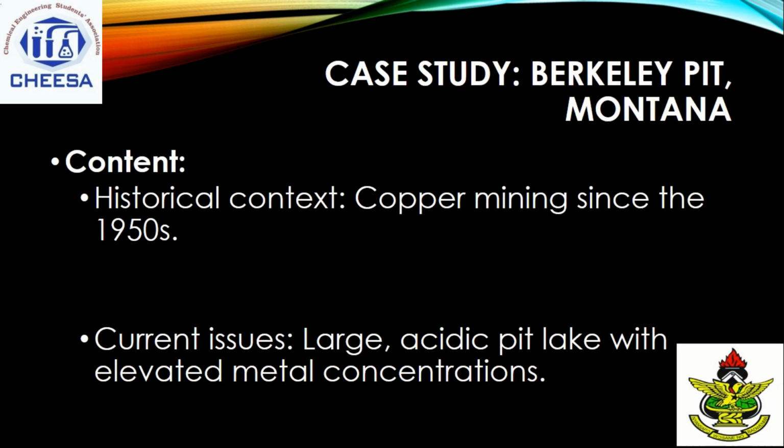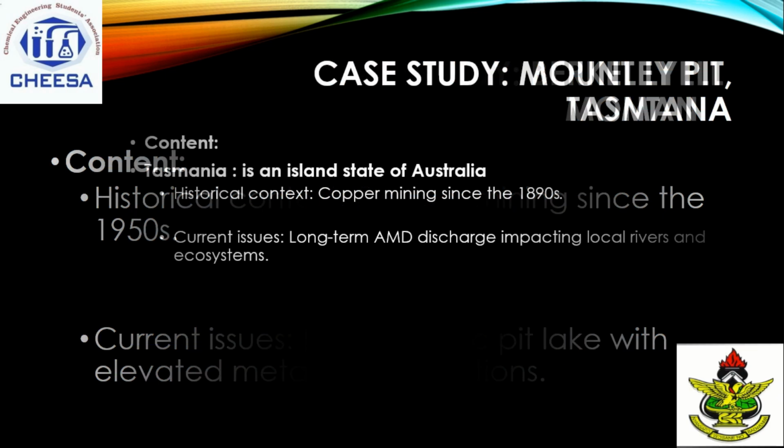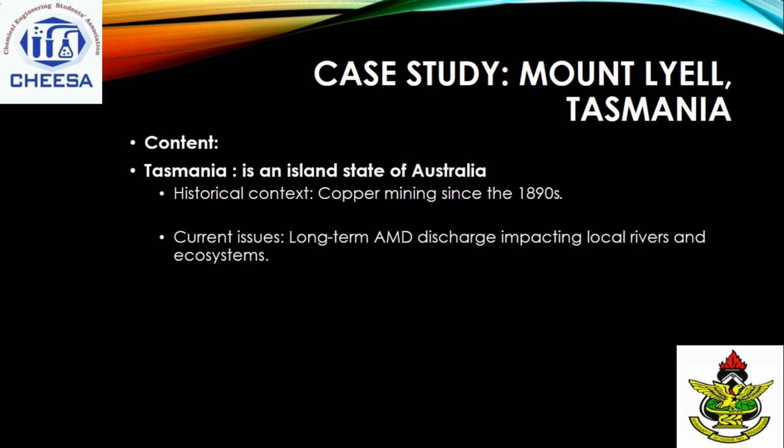We have the historical context. Copper mining since the 1950s leads to AMD, so it started not now, but earlier on. We have the current issues, with a large acidic pit lake with elevated metal concentrations. We have Tasmania, an island state of Australia. Historical context: copper mining since the 1890s, which means this started very early, and must be abolished. We have the current issues: long-term AMD discharge impacting local rivers and ecosystems.